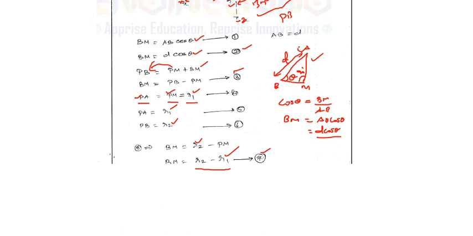Okay, fine. Now let us move on to the next equation. Here you can see BM is equal to R2 minus R1. Already we know from the right angle triangle that BM is equal to d cos theta, and we also found BM is equal to R2 minus R1. So d cos theta is equal to R2 minus R1.